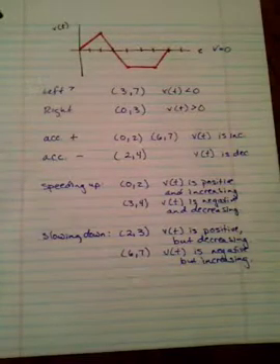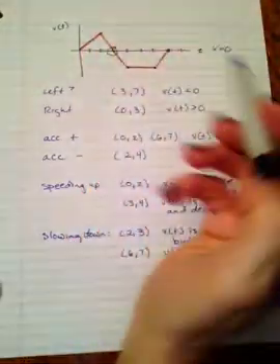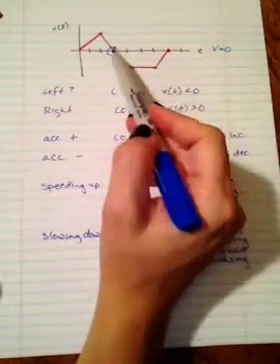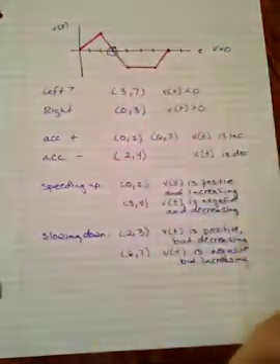Now, when does the particle turn around? Right here at t equals 3. Because it changed from going to the right to going to the left. It achieved its maximum position at t equals 3.